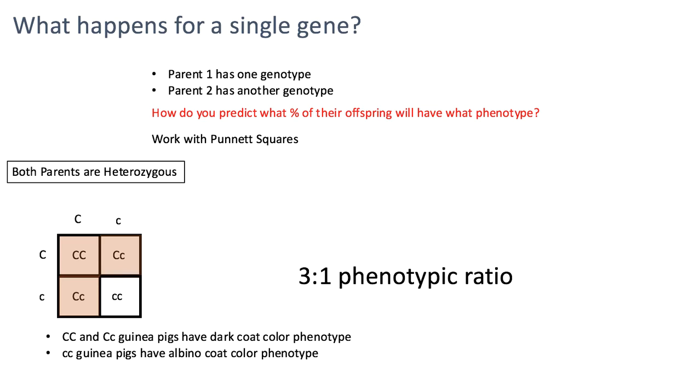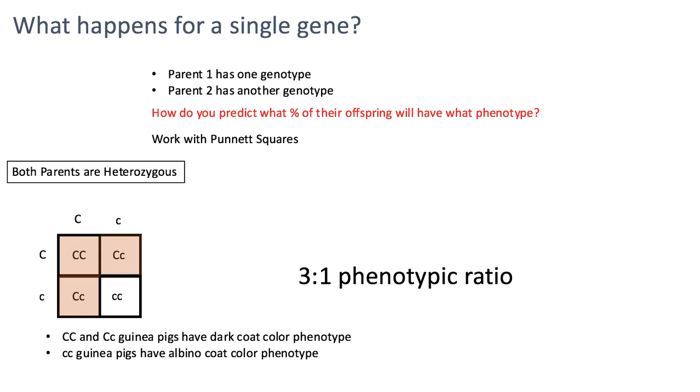They both have a copy of the dominant allele. Only the little c recessive homozygotes will have the recessive phenotype, an albino coat color. In this scenario here, where both the parents were heterozygous, 3 out of 4 progeny will have the dominant dark coat phenotype. Only 1 out of 4 will have the recessive phenotype, albino coat color. This gives a 3-to-1 phenotype ratio.